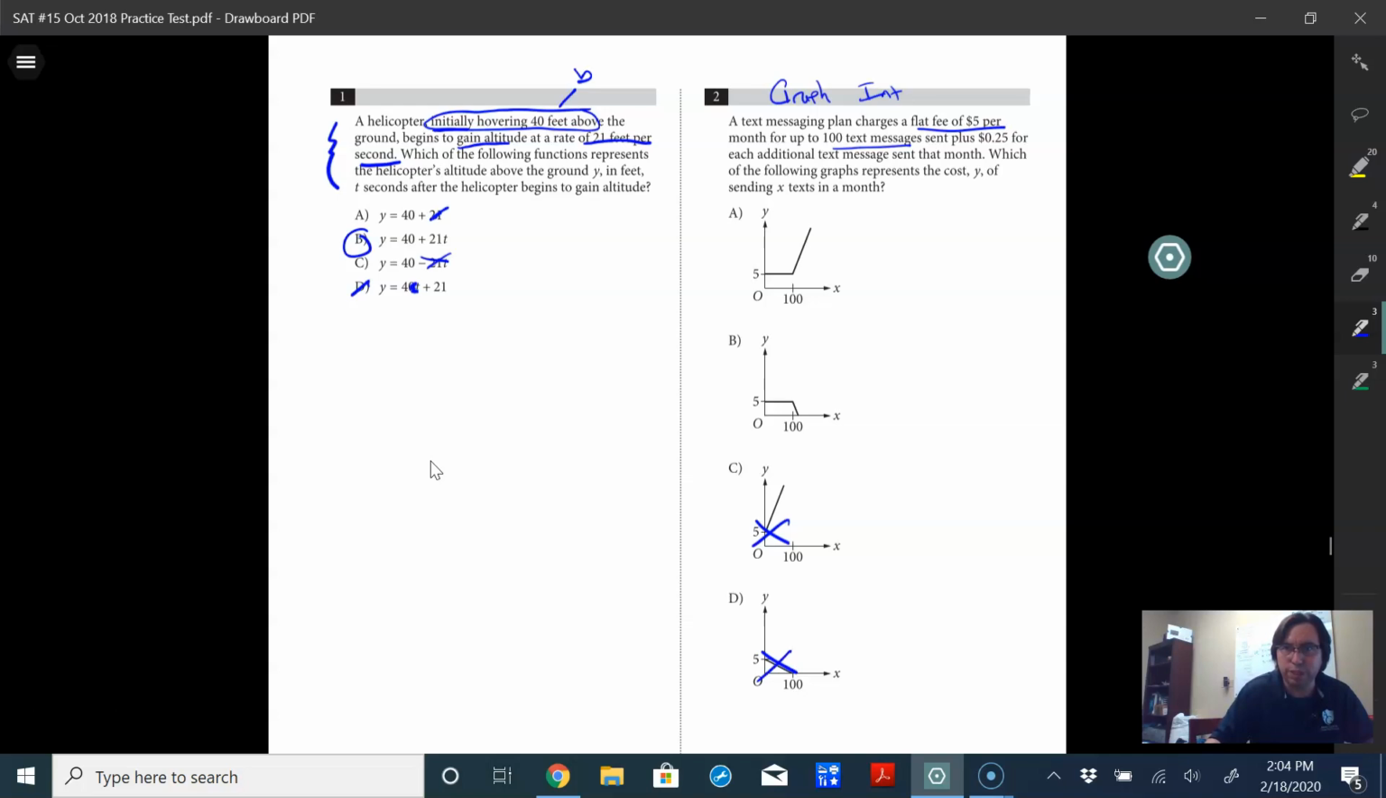Plus 25 cents for each additional text sent that month. So we see that it's increasing, where this is decreasing, this is increasing. So we see A is the answer choice, and B is wrong there.